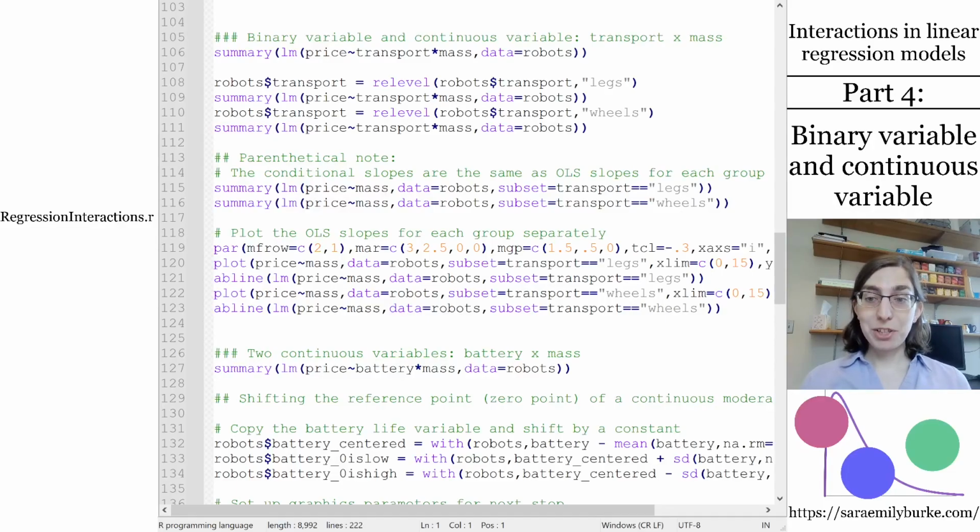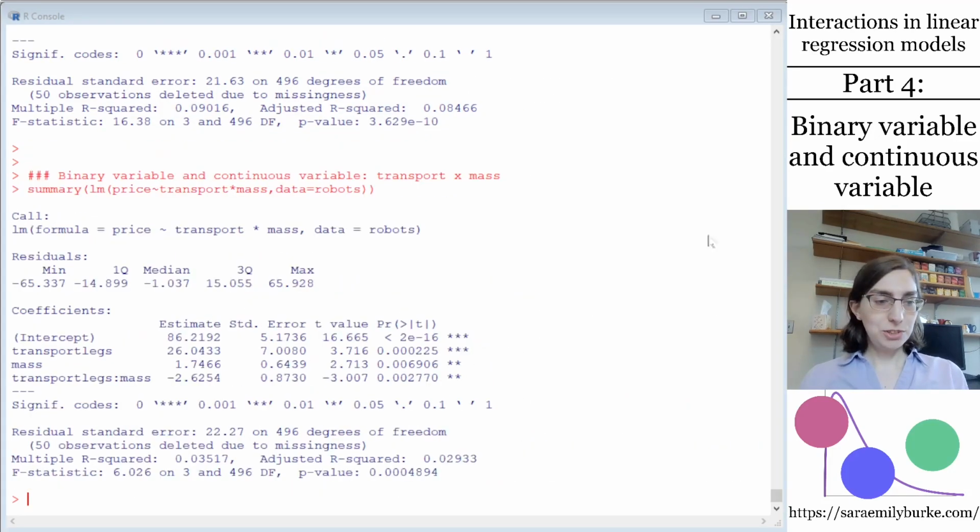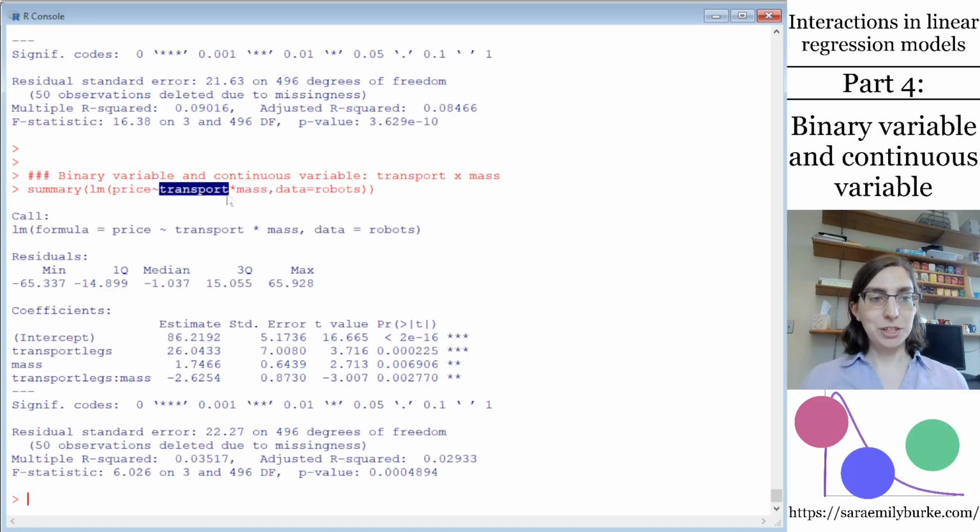Now I'm going to talk about an interaction between a binary variable and a continuous numeric variable, the interaction between transport and mass predicting price, and I'm using this portion of the regression interactions.r code file. So let's fit this linear model. Price is the response variable, and I have transport asterisk mass to indicate that I want an interaction between transport and mass. Transport is a factor, just like before. Mass now is a regular old numeric variable. It's mass in kilograms. The values represent actual numbers.